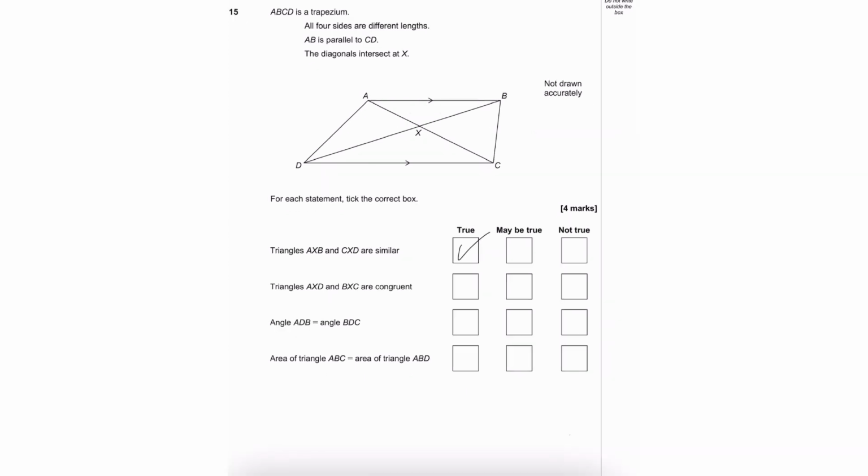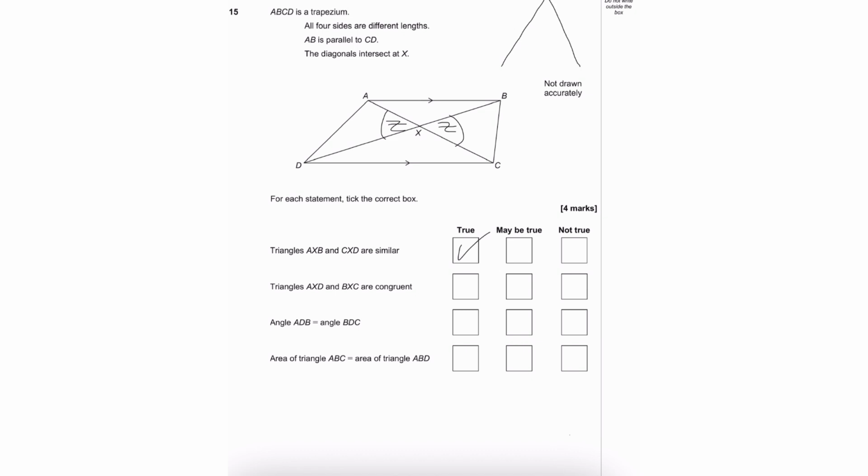So the second statement is that triangles AXD, so this is this triangle here, and BXC are congruent. Well, first things first, what do we mean by congruent? Congruent means they're the same. It means they share the same angles and they have the same length at the sides. So is this going to be true? Using what we said in the previous question, if I call this angle Z, I know that this angle is also Z. Do I know that the other two angles in both triangles are equal?